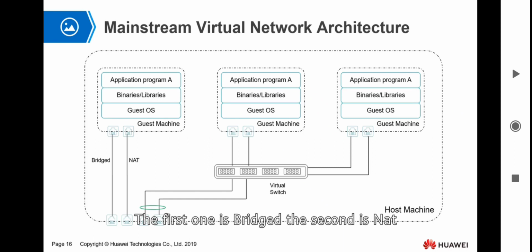The first one is bridge. The second one is NAT. And the third is through a virtual switch, and then the virtual switch is connected to the physical network card. In fact, these three methods belong to the bridge, but there is a little difference from each other.